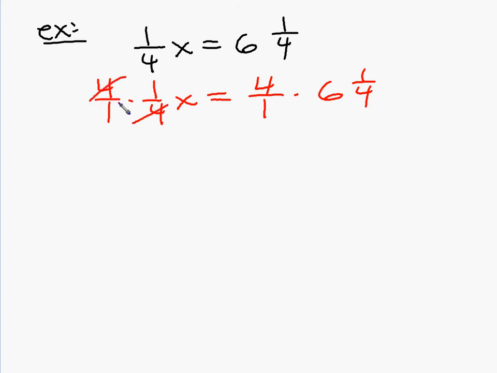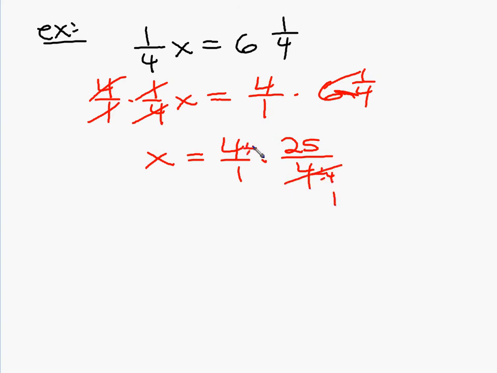On the left side, everything factors out, and I just have x. On the right side, when I multiply a mixed number, I have to make it improper first. 4 over 1 times 4 times 6 is 24. 24 plus 1 is 25 over 4. You just make it improper. Then I do my factoring. 4 divided by 4 is 1. 4 divided by 4 is 1. And I just have 25 over 1, which is just 25.